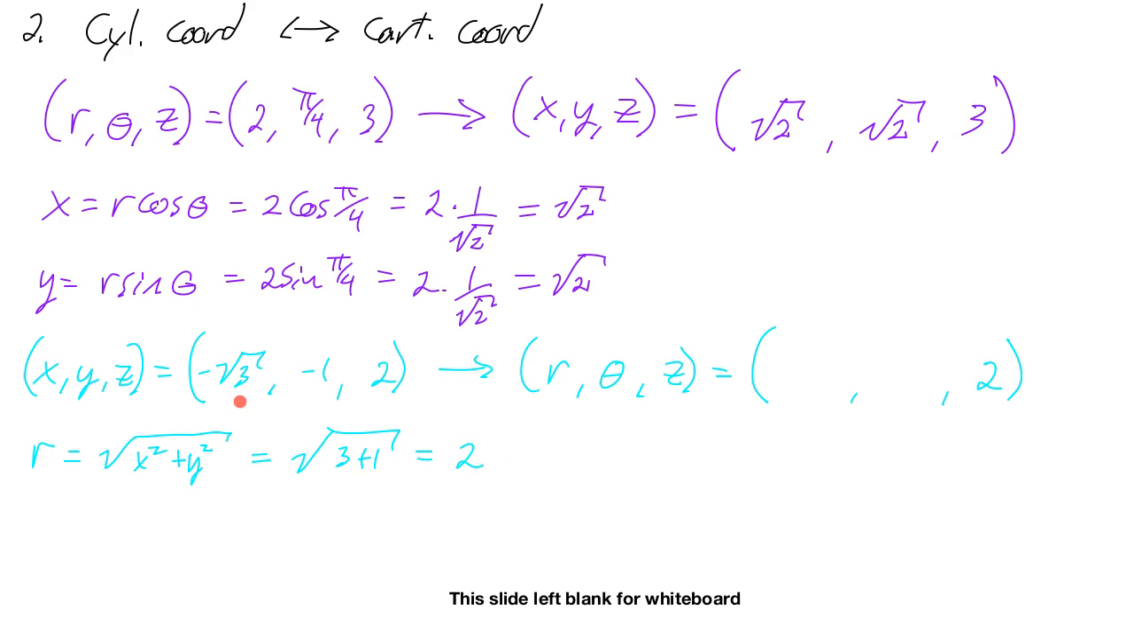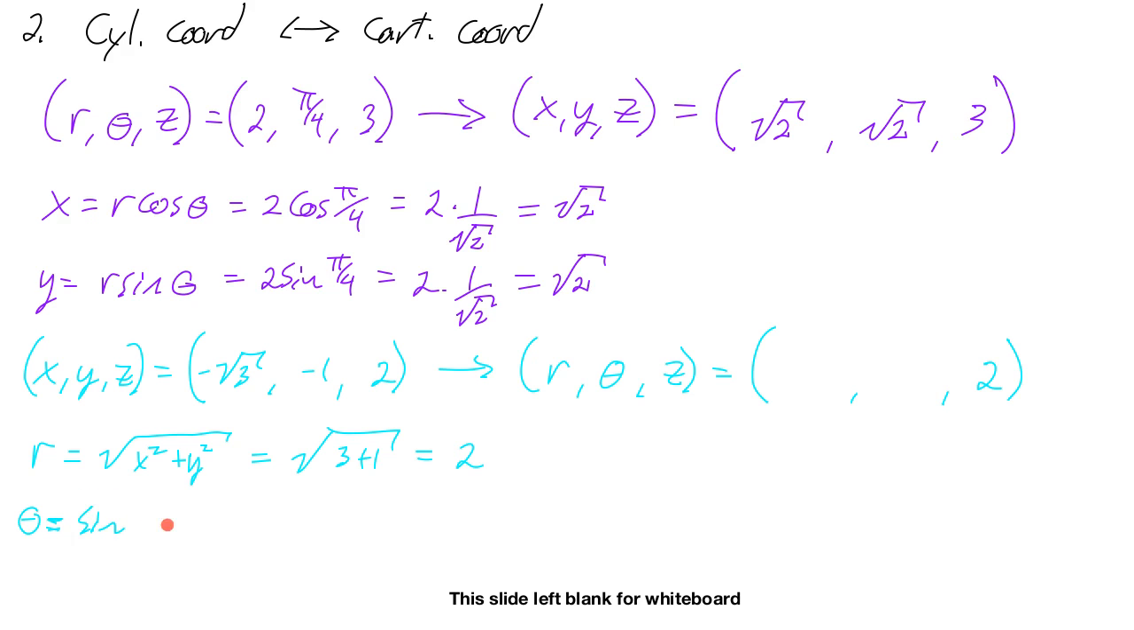So, yeah, sorry, I went a bit quick there. Negative root 3 squared is 3. Negative 1 squared is 1. The square root of 3 plus 1 is the square root of 4, which gives us 2. Okay, and then theta is a bit trickier because we have to calculate it twice. We'll see why in a second.